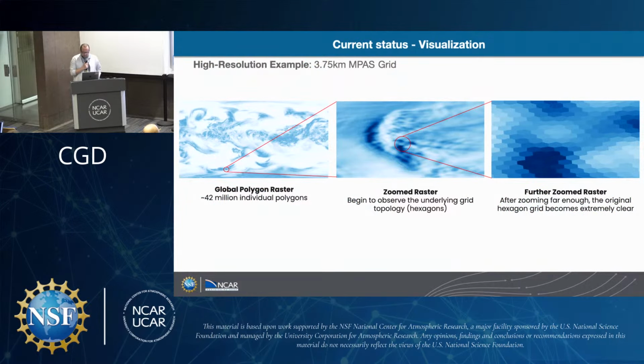This is a further look into how those MPAS cells would look like with a 3.75 kilometer data within the UXarray visualization stack.